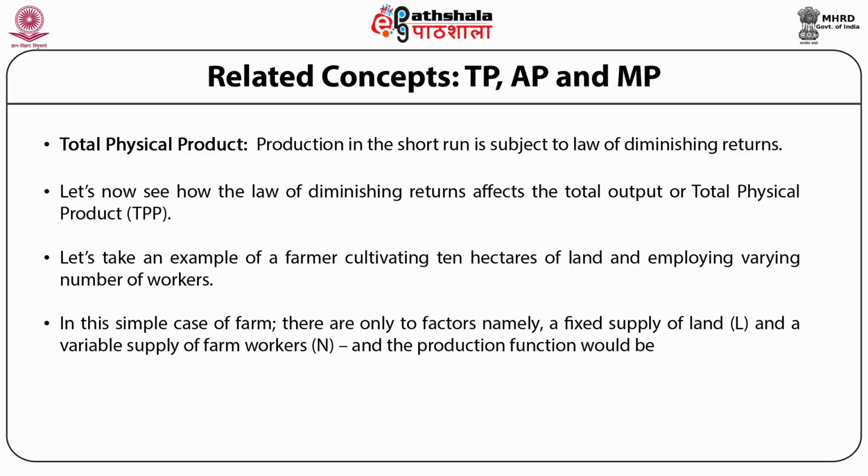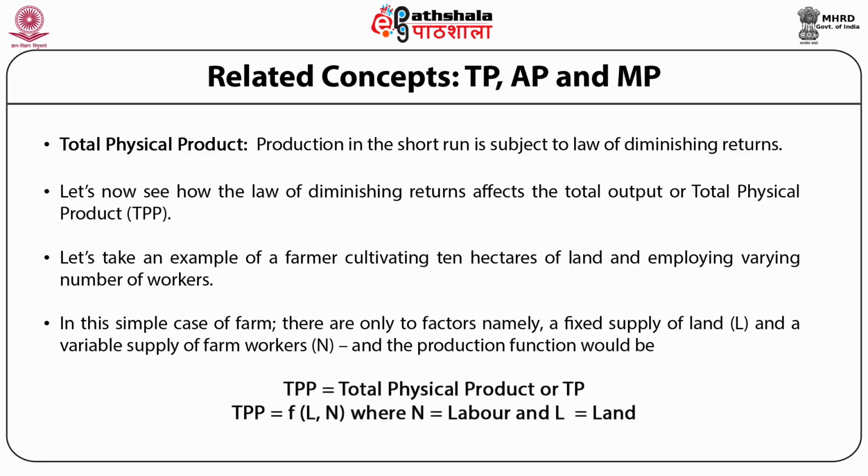and the variable supply of labor, that is N, and the production function would be TPP, total physical product or TP. TPP is equal to a function of L and N, where N is equal to labor and L is equal to land. This states that total physical product, that is the output of the farm over a given period of time, is a function of, that is depends upon, the quantity of land and labor employed.